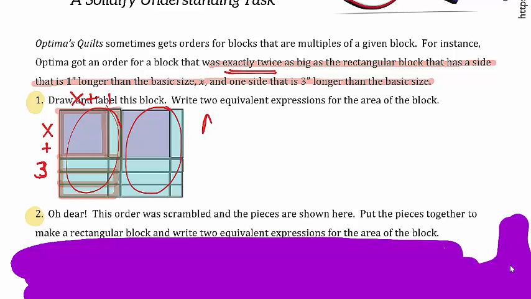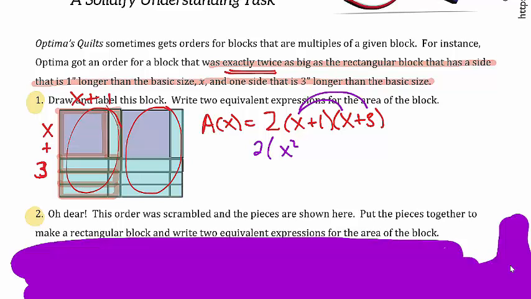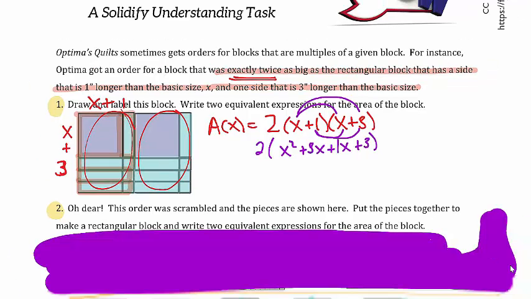So one way to write that would be to say we have a quilt that's X plus 1 times X plus 3, but we want double that fabric, twice as big. If you were to multiply this out, and I'm just going to leave the 2 in the front for a minute, X times X is X squared, 3 times X is 3X, 1 times X is 1X, and 1 times 3 is 3.